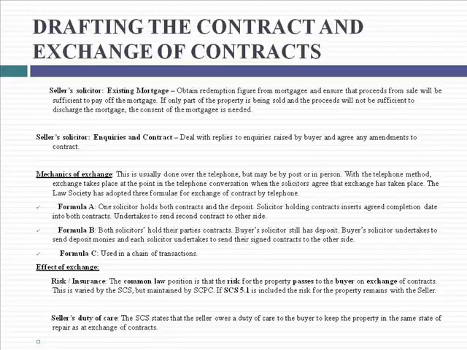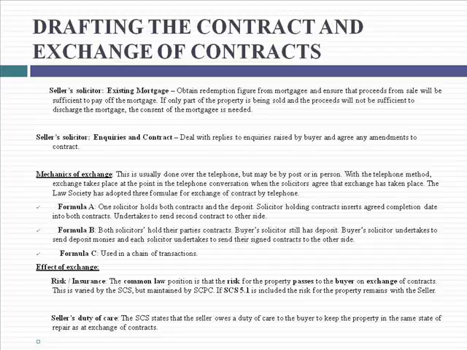Seller's solicitor: existing mortgage. Obtain a redemption figure from the mortgagee and ensure that proceeds from the sale will be sufficient to pay off the mortgage. If only part of the property is being sold and the proceeds will not be sufficient to discharge the mortgage, the consent of the mortgagee is needed. Seller's solicitor: enquiries and contract. Deal with replies to enquiries raised by the buyer, and agree any amendments to the contract.